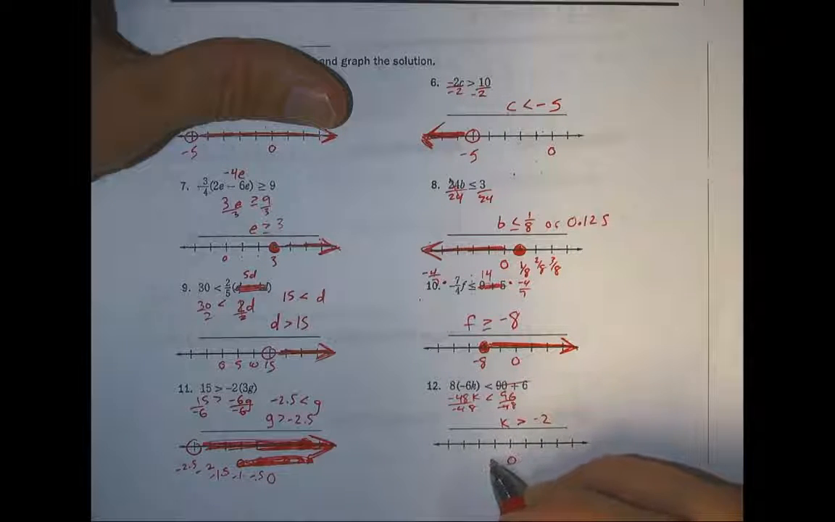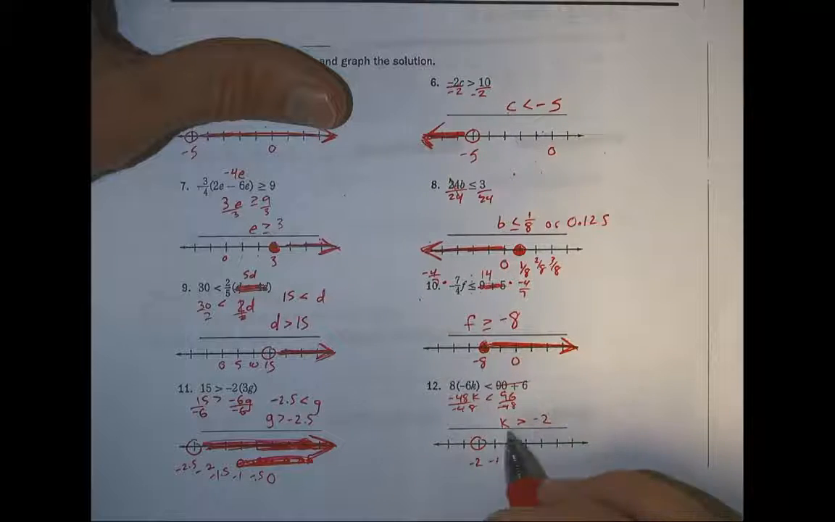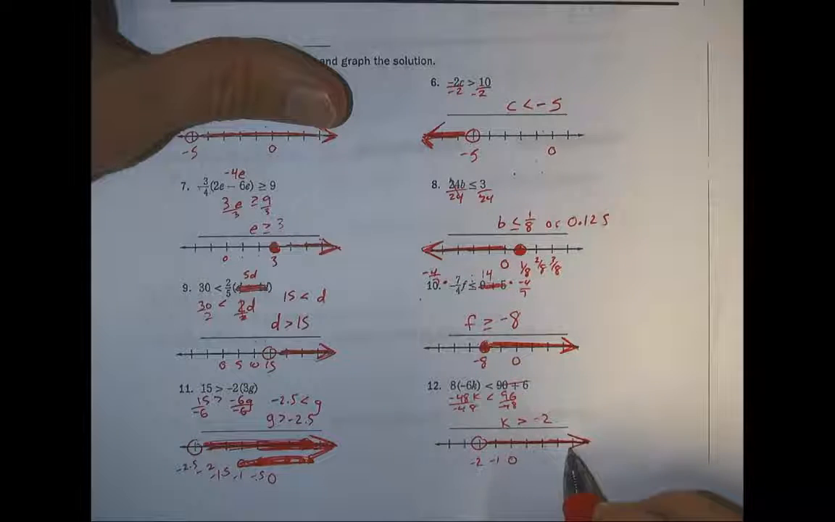So here's 0, negative 1, negative 2. Open circle, not included. We're shading the solutions. All the solutions are greater than negative 2, so we're going this direction.